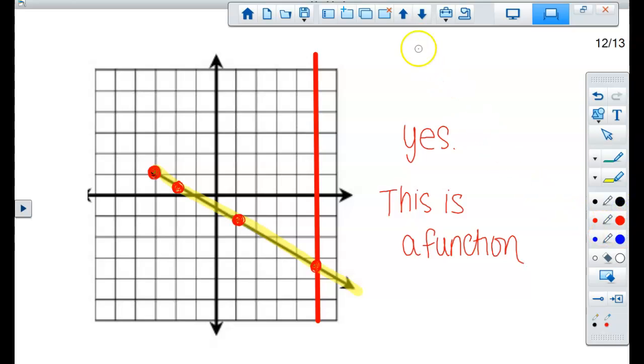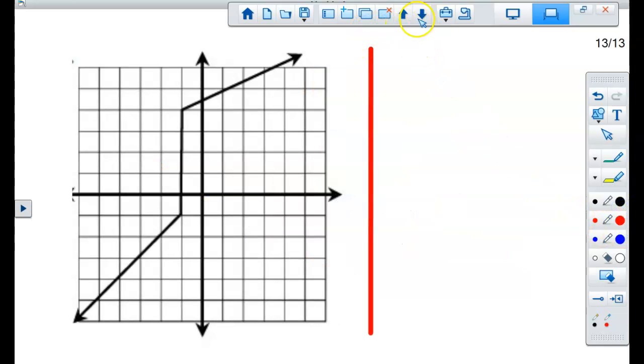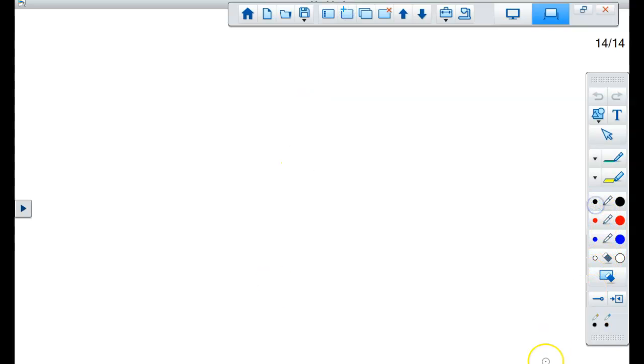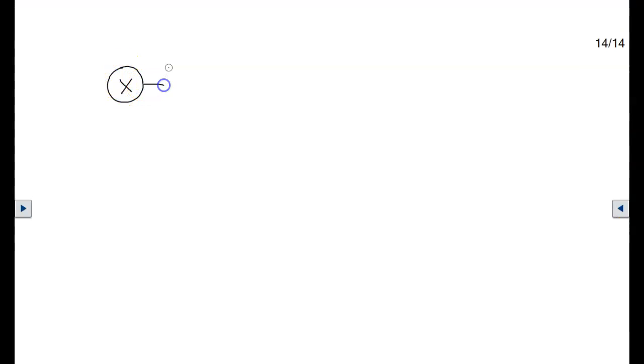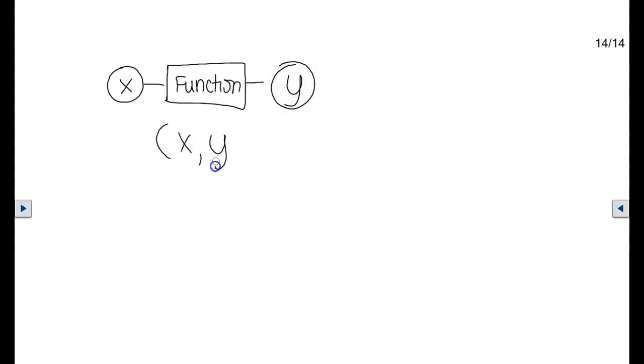All right, let's recap what we've just talked about. Let's make sure we've got it. A function's job is to make connections. A function is supposed to take an x and connect it to a y. And that makes, remember, these ordered pairs. X is the domain number. Y is the range number. X is the input. Y is the output.